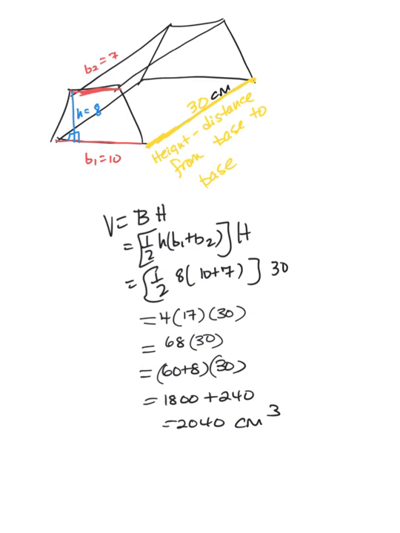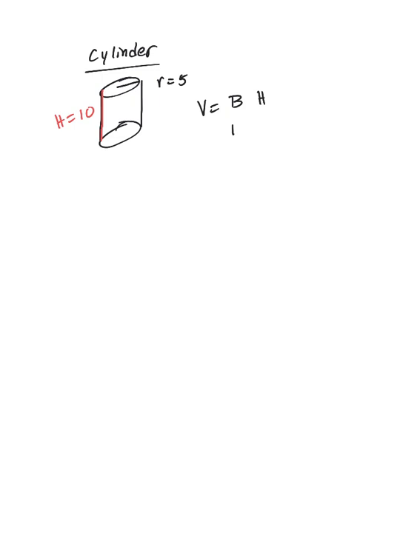Now a cylinder. It's the same formula as prisms. So you have your radius. We'll say R is 5. Then you have the height of your cylinder. We'll say that's 10. So the volume is going to be the base area times the height. The base area is pi r squared, times the height. So we have pi 5 squared times 10, 25 pi times 10.